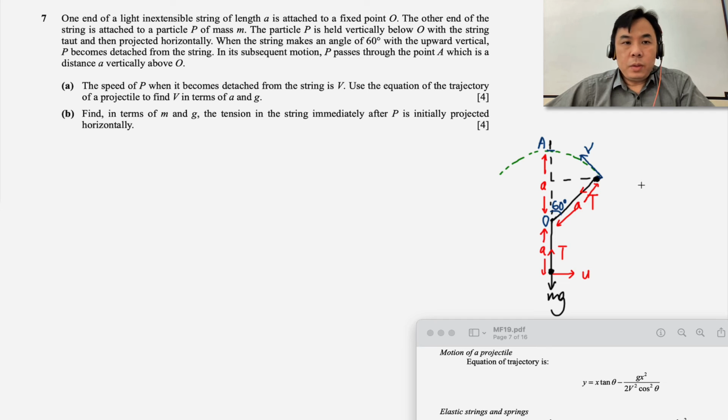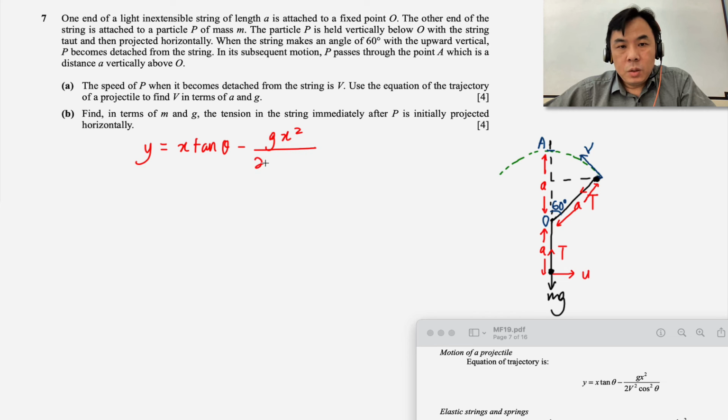Now the first question: the speed of P when it becomes detached from the string is v. Use the equation of the trajectory of a projectile to find the speed v when it starts to detach itself from the string, in terms of the length a and gravitational acceleration g. If you open up your MF19 data booklet, you will see an equation for the trajectory of projectile motion, which is given as y = x tan θ − gx² / (2v² cos² θ).